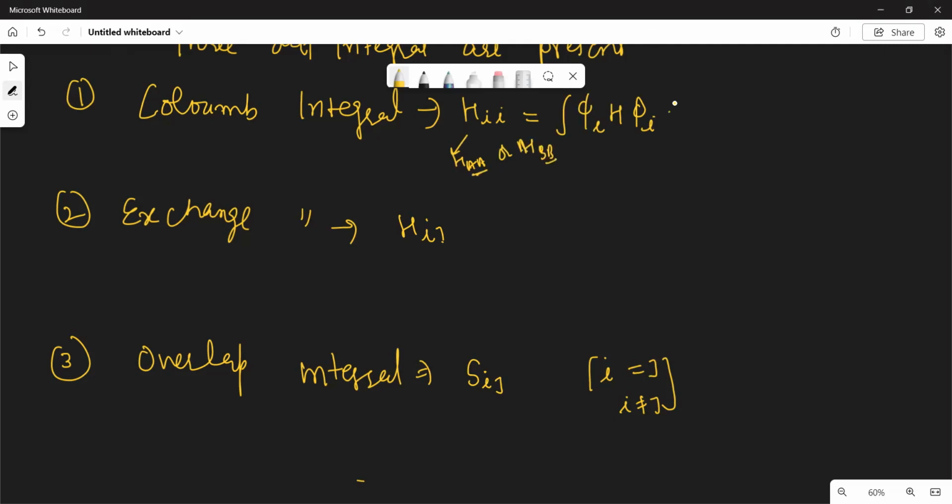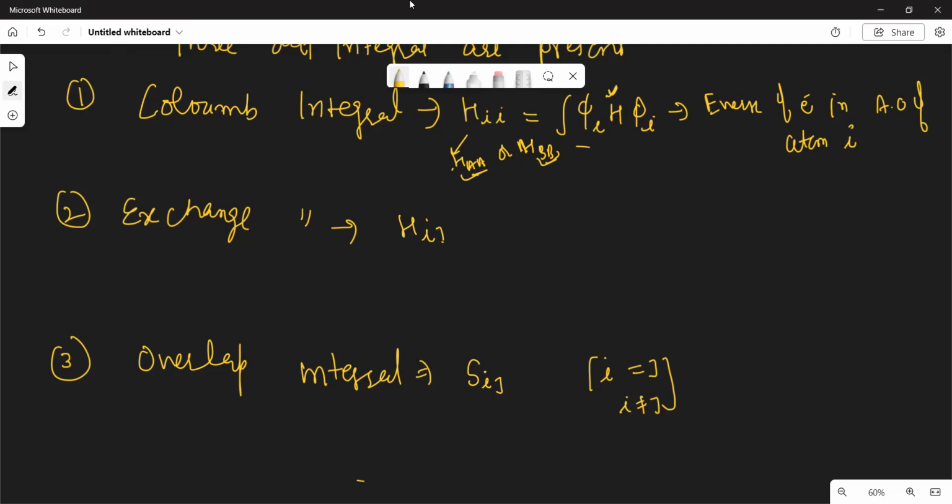This integral represents energy, because here we have the energy operator. So it represents the energy of an electron which is present in the atomic orbital of atom i. If it is H_AA, that represents the energy of an electron in the A atomic orbital, and if it is H_BB, it represents the energy of an electron in the atomic orbital of the second nucleus.